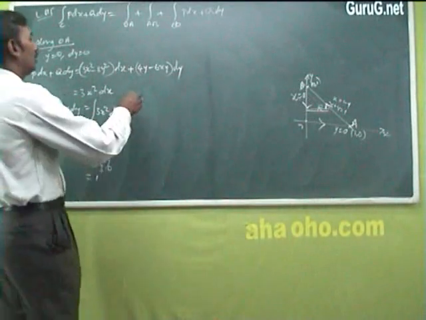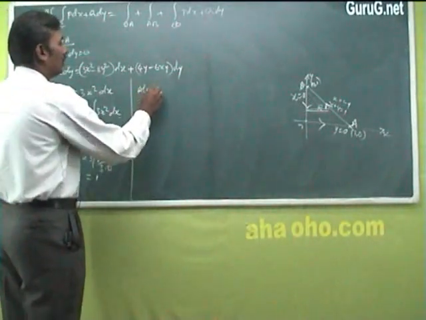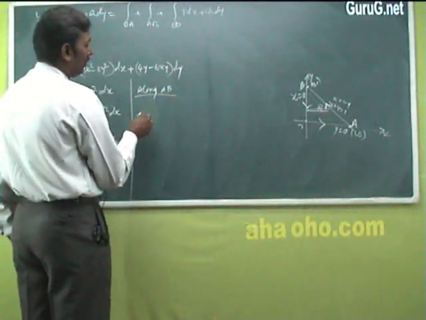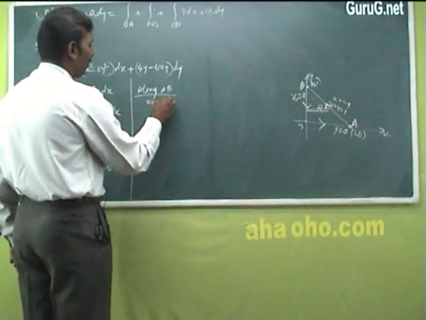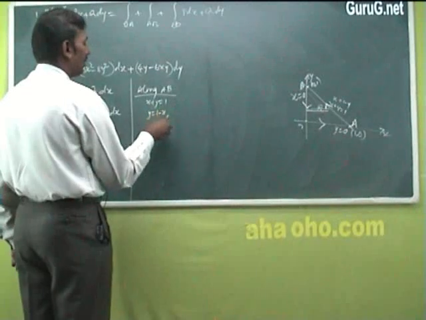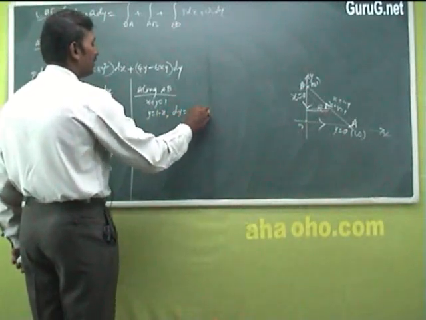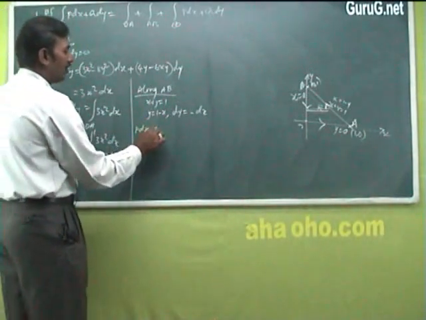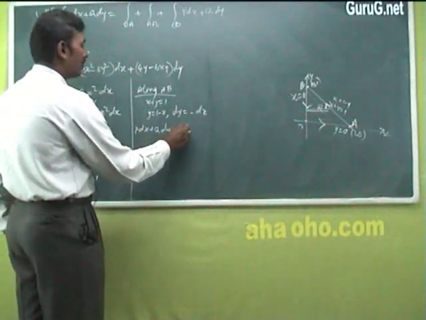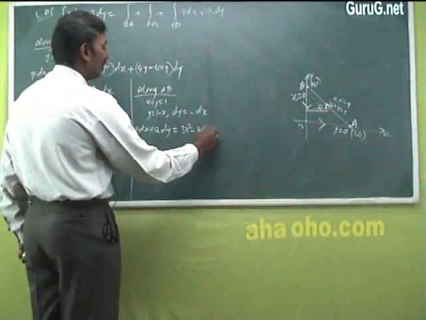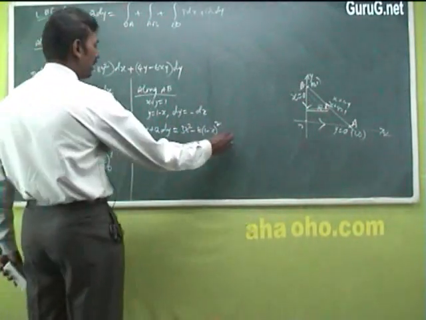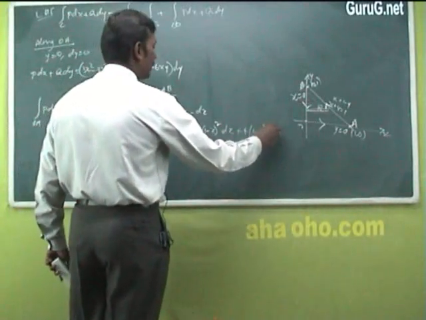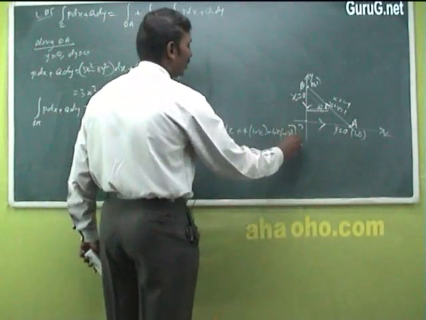Now along AB, with the line AB, x plus y equal to 1, so y equal to 1 minus x, then dy equal to minus dx. So we substitute in this P dx plus Q dy equal to 3x squared minus 8 into y squared, 1 minus x the whole square into dx, plus 4 into 1 minus x minus 6x into 1 minus x into minus dx.